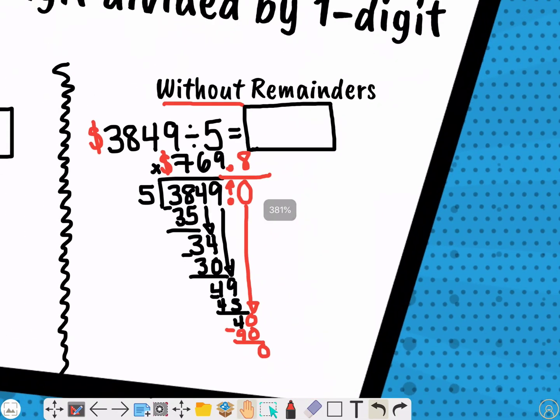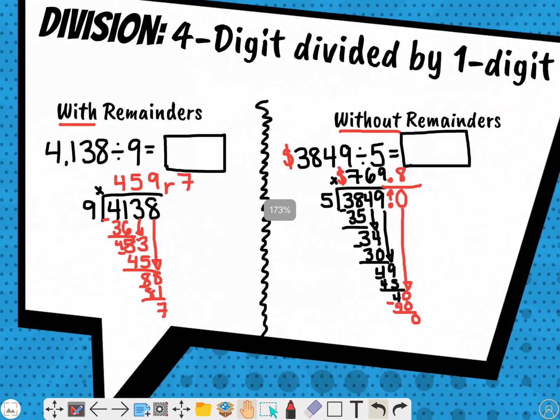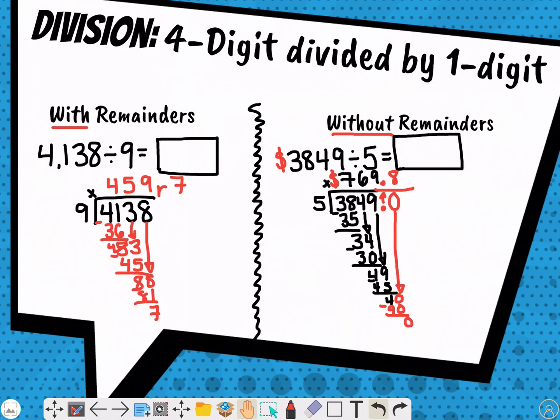So remember, whenever you're working out these problems, whether it's with or without a remainder, your first number, which is your dividend, goes inside the house. Your divisor, which is your second number, is going to go outside the house. And then your quotient, or your answer, is going to go above the house, kind of. And with your remainders, you're going to have some left over. But without remainders, you are going to break it down. So just think about this as money.